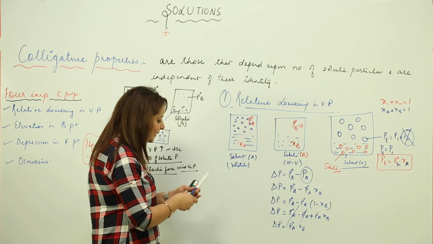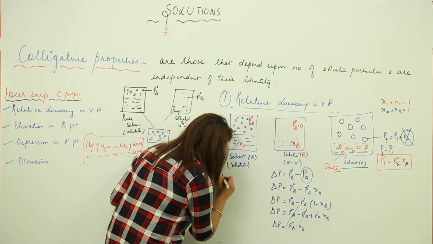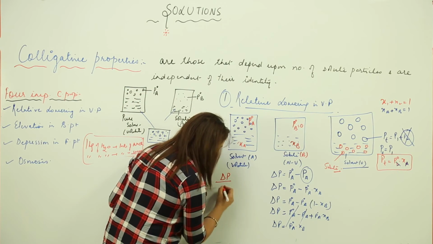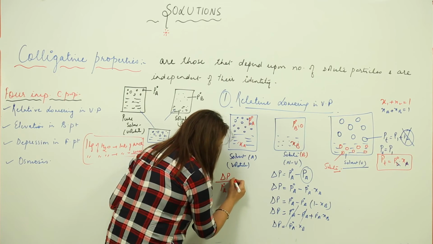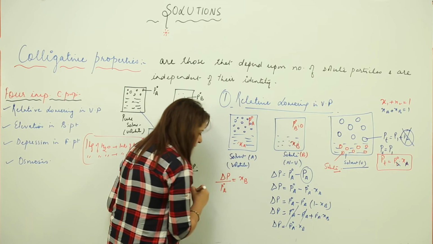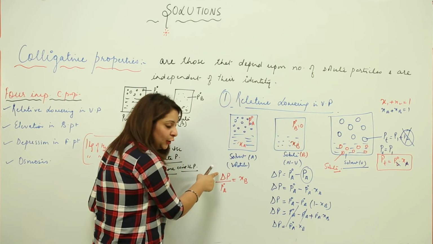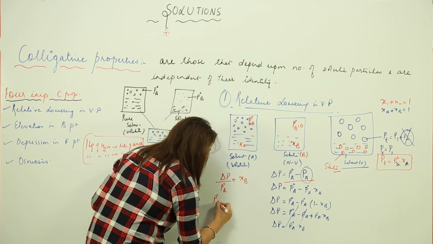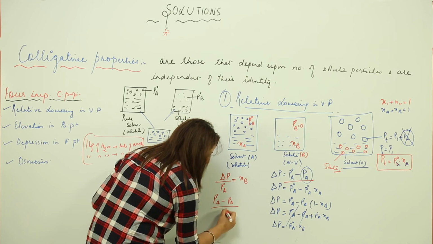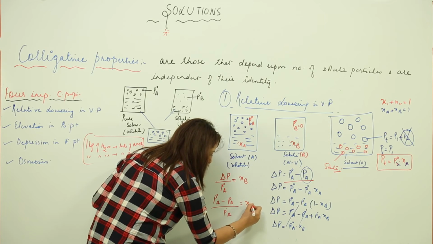I can write this also as: my delta P, that is my change in pressure, divided by the pressure of the pure solvent, is equal to its mole fraction. I can even write the value for delta P. That means P naught A minus PA divided by P naught A is equal to XP.